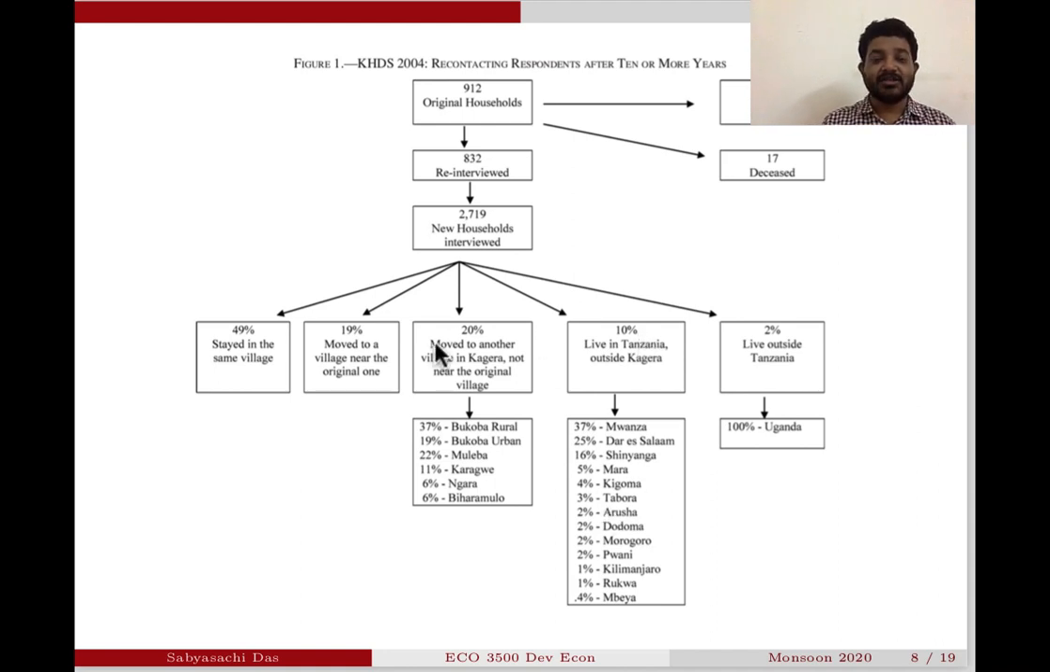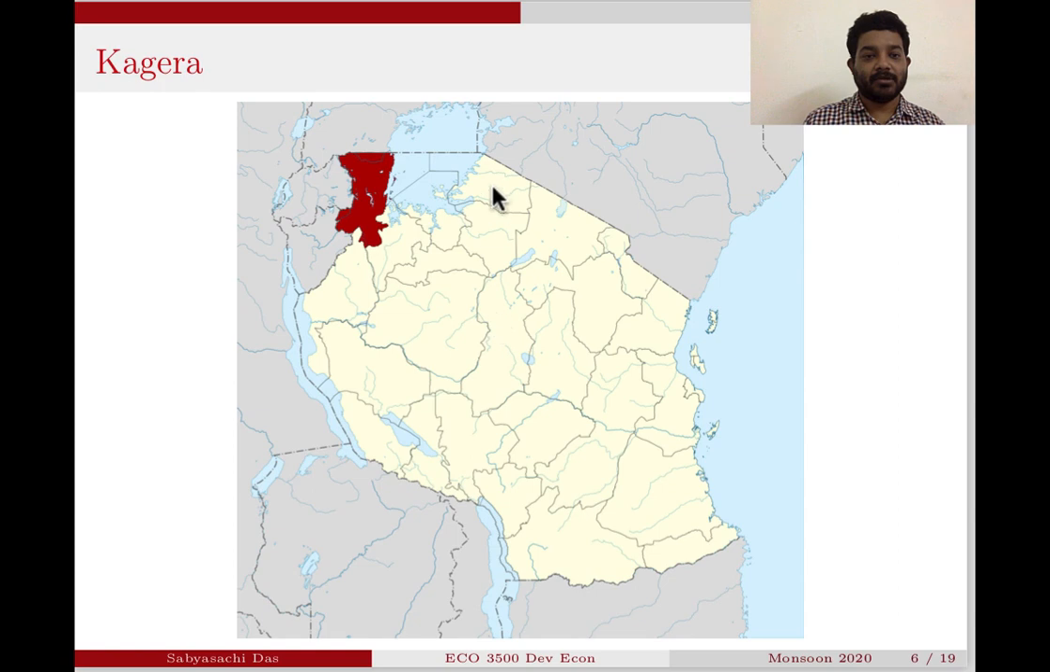And there is variation even among the people who move out of the region in terms of where they settle. So even though a quarter of them settle in the capital, Dar es Salaam, there is substantial variation. So Mwanza is the neighboring region. So if I can go back to the map. So Mwanza is the neighboring region here.